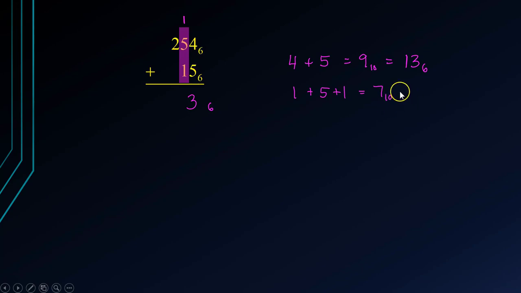In base 6, it's going to give me 1 full 6 plus 1 left over in the 1's column, so that's going to be 11 in base 6. So I'm going to write the 1 and carry the 1. And 1 plus 2 is 3 in base 10, but 3 in base 10 is the same thing as 3 in base 6 too. So no issues there. So the answer becomes 313 in base 6.